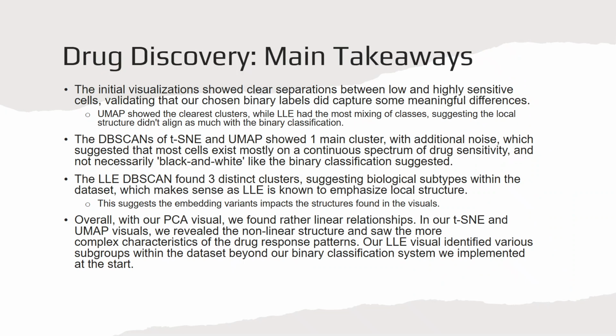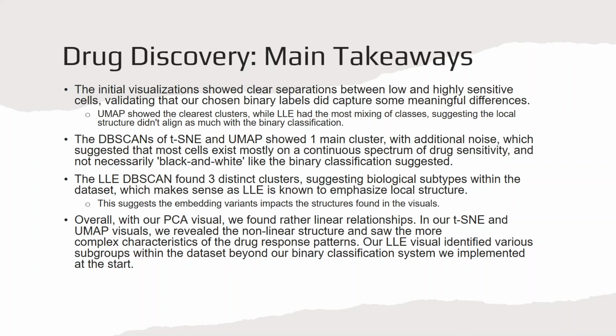a data set. So our main takeaways were that the initial visualizations with our binary classification showed a clear separation between low and high sensitive cells, validating that our chosen binary labels did capture some meaningful differences. The DBSCANs, however, really showed one main cluster with just some additional noise for t-SNE and UMAP, but the LLE DBSCAN showed three distinct clusters, which suggests some biological subtypes within the dataset, which makes sense because LLE is known to emphasize local structure.